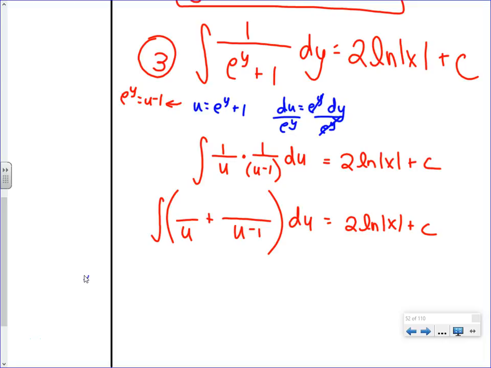Do you guys remember how the cover up trick works? Yeah. Okay, ready? Cover u, u is 0. So plug in 0. 1 over negative 1. u gets a negative 1. And then cover up u minus 1, u is 1. 1 over 1 is 1.